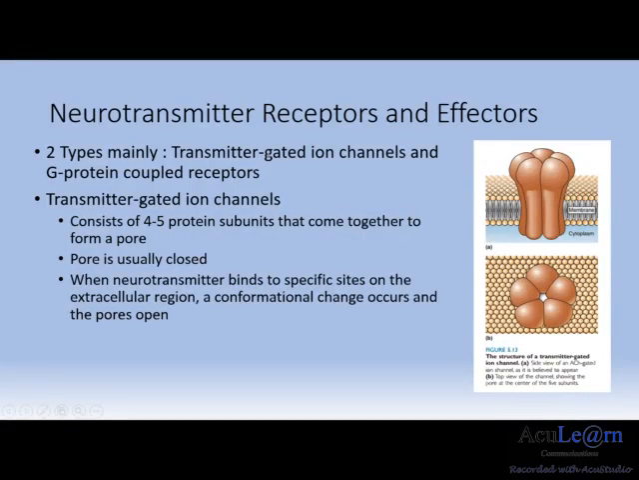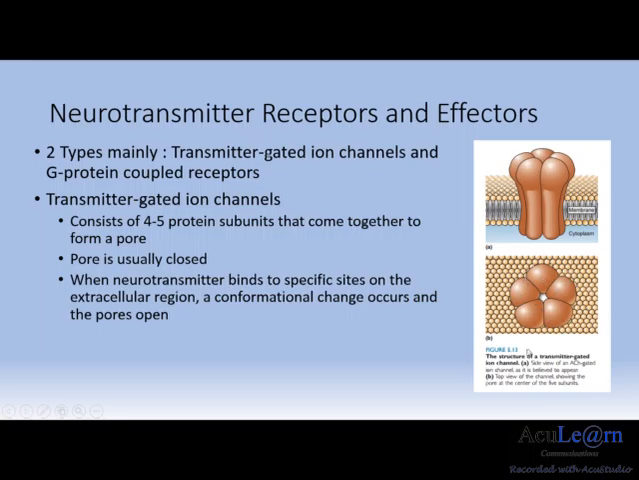Release of neurotransmitters into the synaptic cleft will affect the postsynaptic neuron by binding to the receptors at the postsynaptic density. The two types of receptors can be classified into transmitter-gated ion channels and G-protein coupled receptors. Transmitter-gated ion channels consist of 4 to 5 protein subunits that combine to form a pore. This pore is usually closed when no neurotransmitters are present.